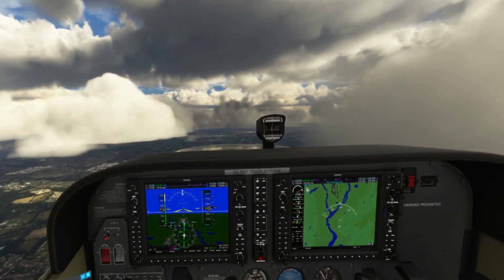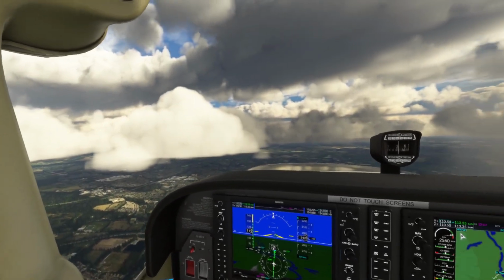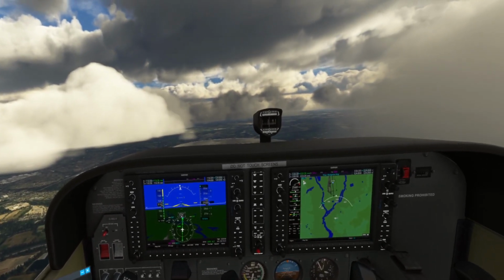We only apply double or triple the drift to the outbound leg once established in the hold and not during the entry procedures themselves.